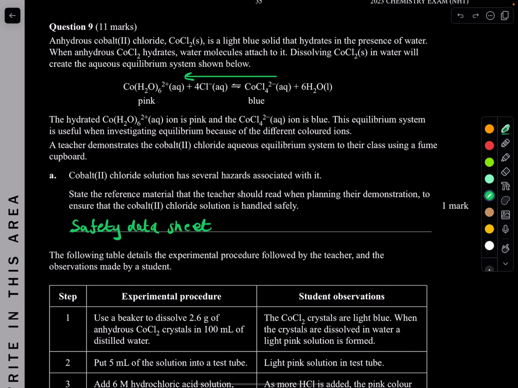When you're adding HCl, you're increasing the concentration of these chloride ions. And remember Le Chatelier's principle: the system's like, "Oh my God, someone's put so much chlorine into me, I need to find a way to get rid of it." The way it gets rid of it is by going to the right, forming these products, which will be used up. That reduces the chlorine and brings it back to equilibrium. So if it's going to the right, we can see that, yes, blue should be formed.